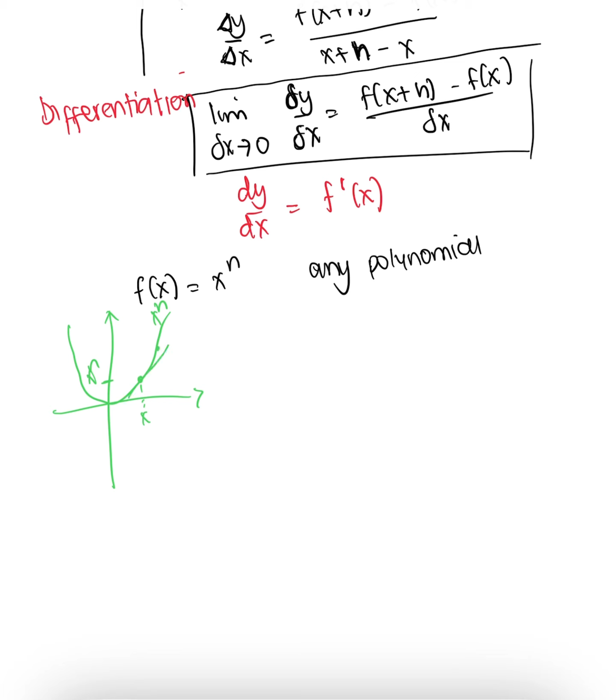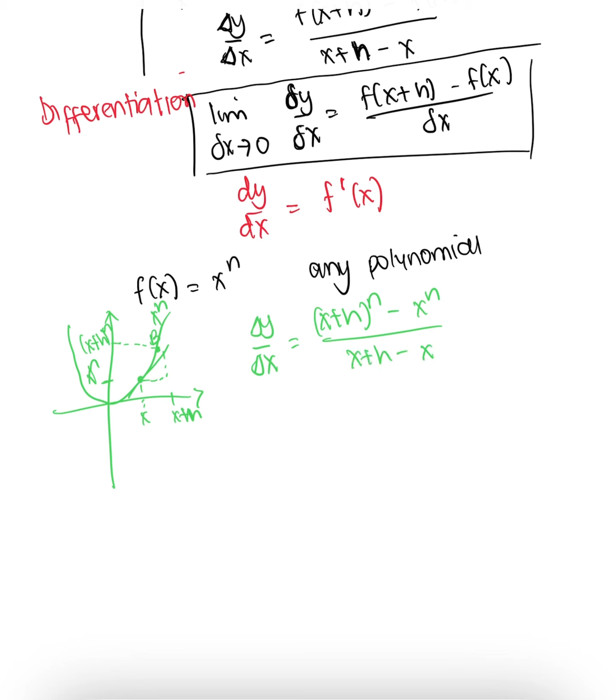And then I've got a point B here, and the point B is x plus h away, and therefore the y equivalent is x plus h to the power of n. Okay, so when I'm doing change in y over change in x, what do I have? I have change in y is x plus h to the power of n minus x to the power of n all over x plus h minus x.